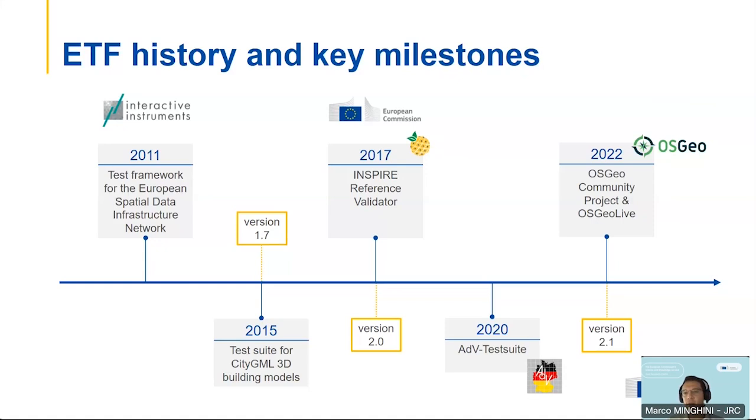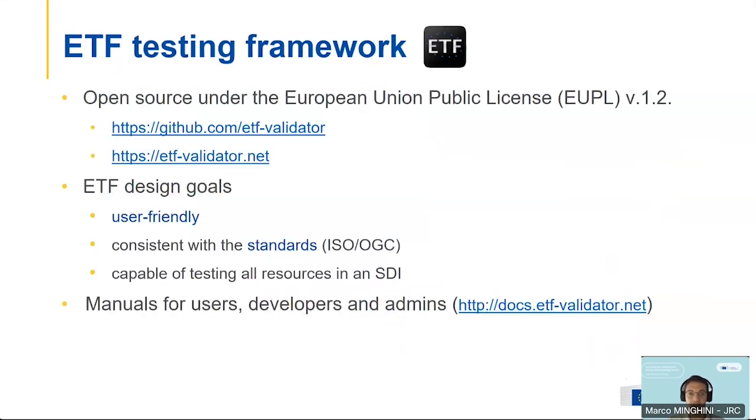And finally, in 2022, a significant milestone, because the ETF was also moved under the umbrella of OSGeo, or the Open Source Geospatial Foundation, which is the international foundation supporting the development, the use, and the adoption of open source software. And this happened through, let's say, a process to become an OSGeo community project, and also a process to be featured, to be included in the OSGeo Live. I will cover these in the next slides. And that was version 2.1 of the software, which is still the latest version, released in 2022.